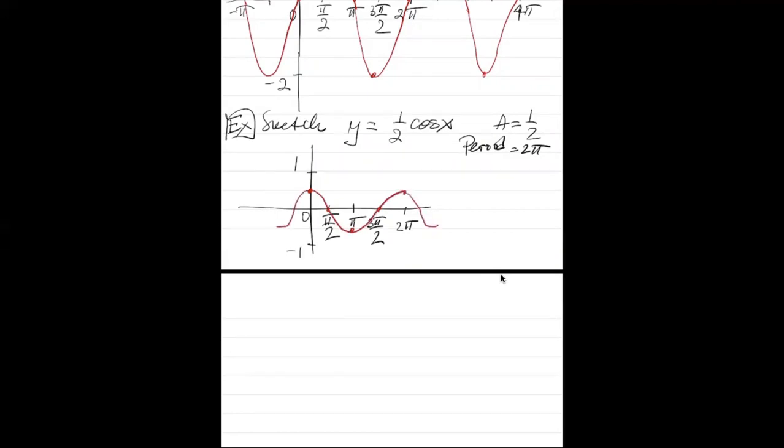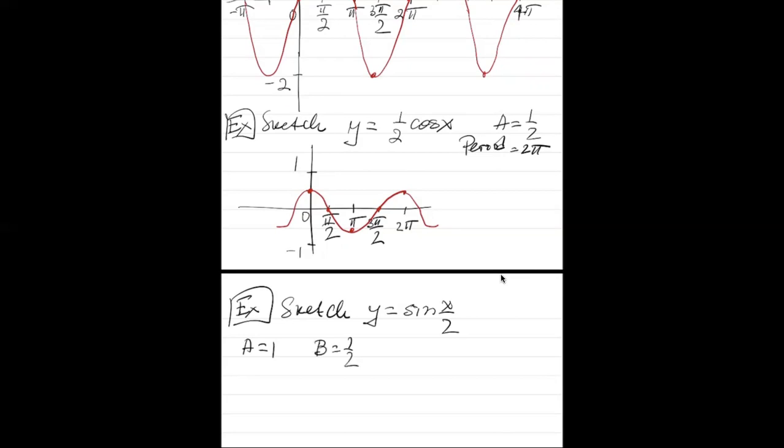So this is our new graph. Now, let's see what happens if we change the period. So how do we know the period has changed? Well, if b is a number not 1, for example, in this case, a is 1, the amplitude is 1, but b is 1/2. b is the number in front of x.